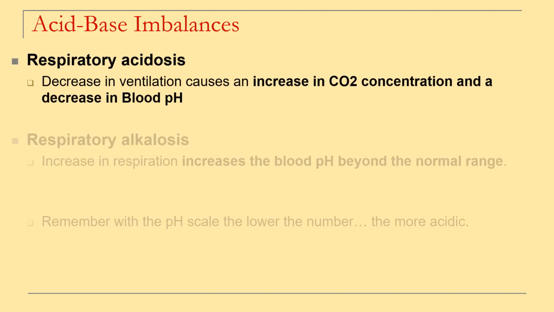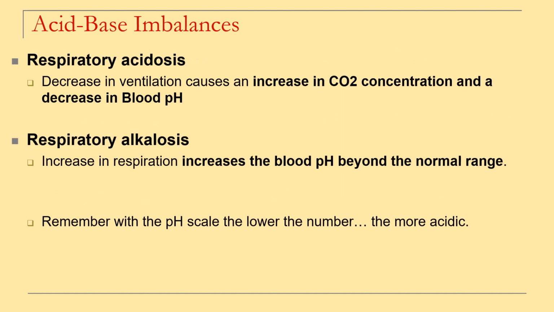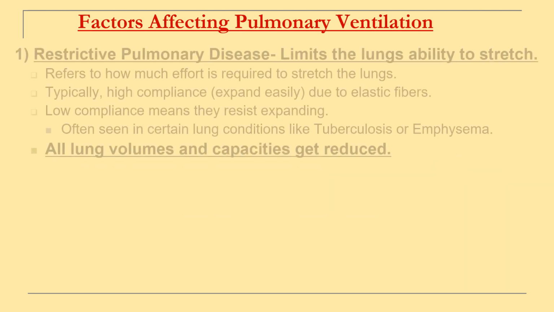All right, respiratory acidosis. Decrease in ventilation causes an increase in carbon dioxide concentration and a decrease in blood pH. Respiratory alkalosis, an increase in respiration, increases blood pH beyond that normal range. And just remember with the pH scale, the lower the number, the more acidic the solution is.